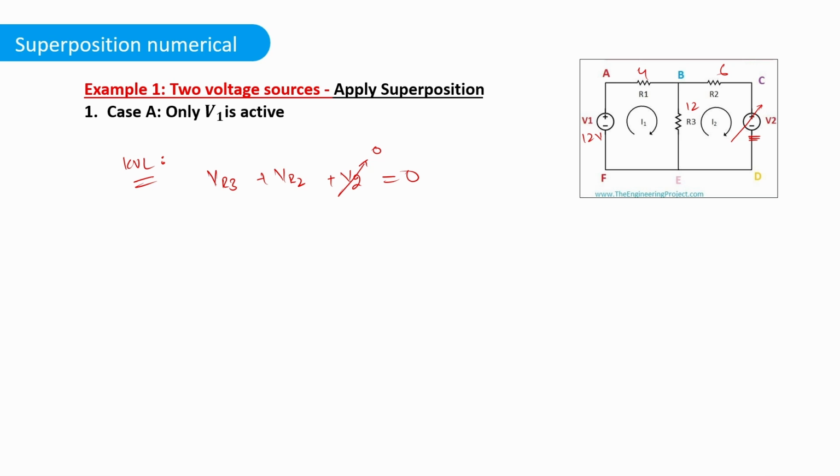So whenever the second source is short-circuited, its voltage drop is 0. The reason behind that is we know that from Ohm law, V is equal to IR. For short-circuit, resistance is 0 ohm. So when this resistance is 0, voltage will automatically become 0. So this V2 in the first case where V1 is active will be 0. I can either do it directly or I can also write V2 as 0, but let's do it directly because we are assuming this is short-circuited. So this becomes VR3 plus VR2 equal to 0.